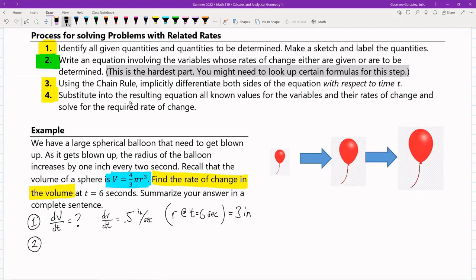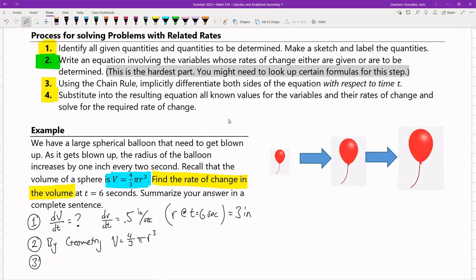So I'm going to do this by geometry. By geometry, the volume is 4/3 pi r cubed. This is the equation that relates all the variables that we need. Okay, so let's go ahead and scroll down some more. Let's go to step 3 now.